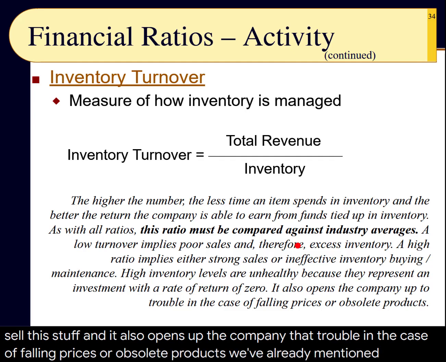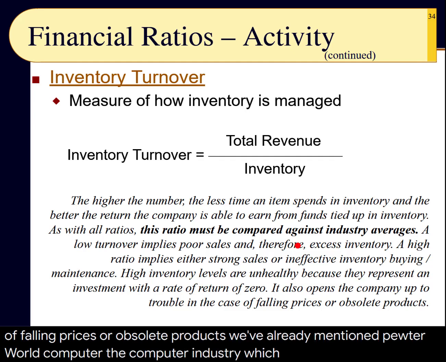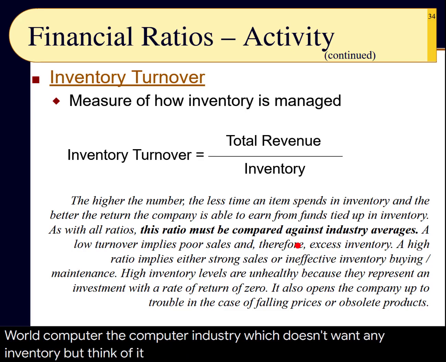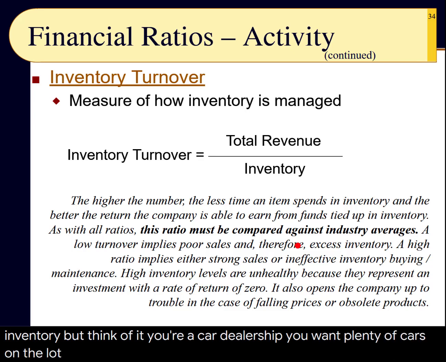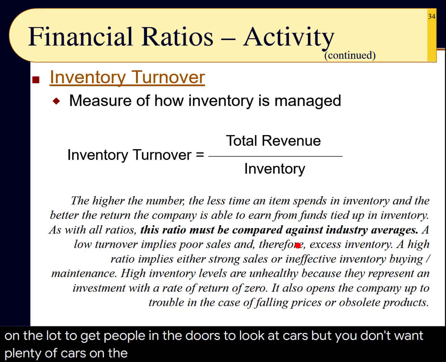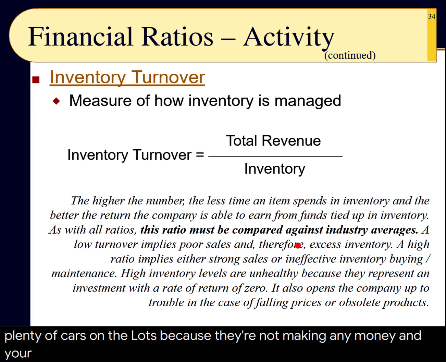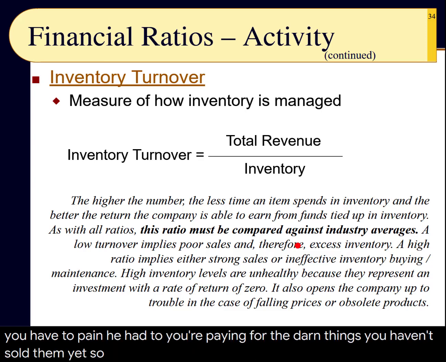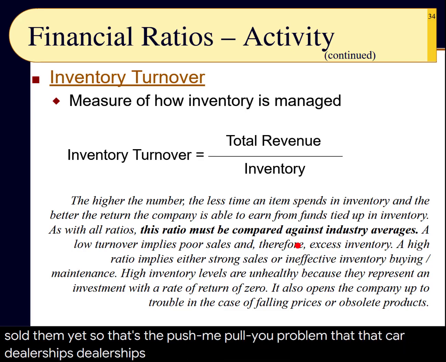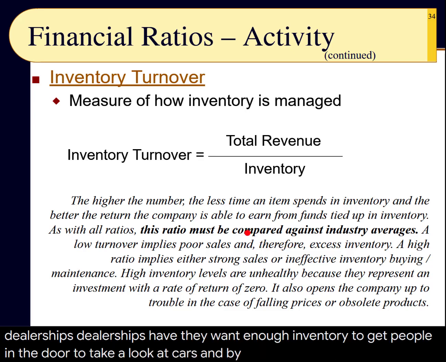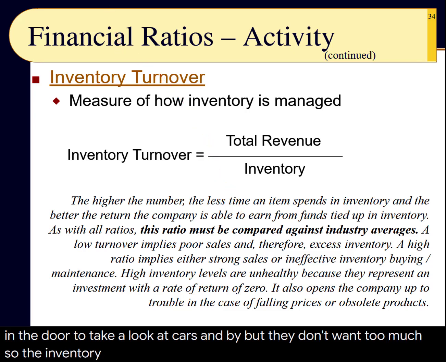And we've already mentioned the computer industry, which doesn't want any inventory. But think of it. You're a car dealership. You want plenty of cars on the lots to get people in the doors to look at cars. But you don't want plenty of cars on the lots because they're not making you any money. And you have to pay. You're paying for the darn things, but you haven't sold them yet. So that's the push me, pull you problem that car dealerships have. They want enough inventory to get people in the door to take a look at cars and buy, but they don't want too much. So the inventory turnover, it's the same idea.